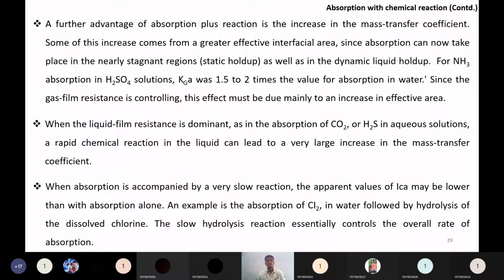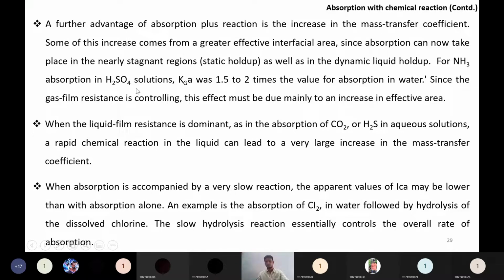So the further advantage of absorption with chemical reaction, that is chemical absorption, is the increase in the mass transfer coefficient. Some of this increase comes from the greater effective interfacial area, since absorption can now take place in the nearly stagnant region, that is the static holdup, as well as the dynamic liquid holdup.